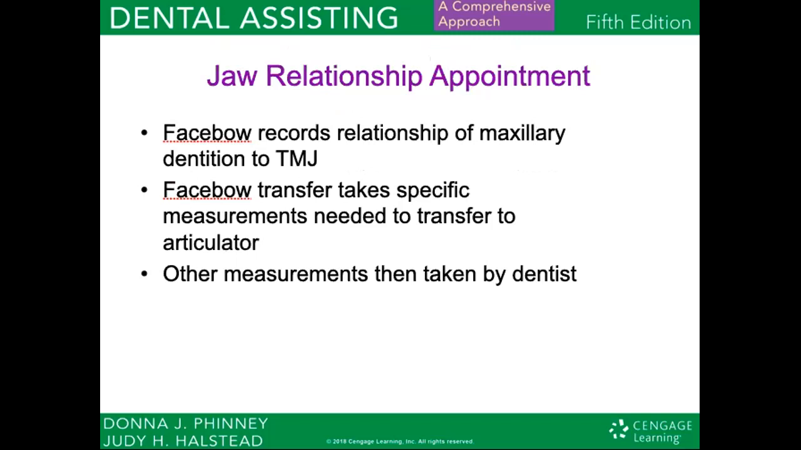During the jaw relationship appointment, there is a device that's called a face bow, which records the relationship of the maxillary dentition to the TMJ, or the temporomandibular joint. The face bow transfer takes specific measurements needed to transfer to the articulator. These measurements are taken by the dentist.